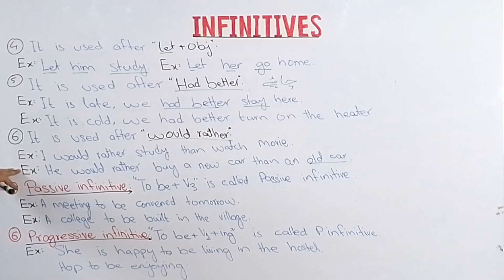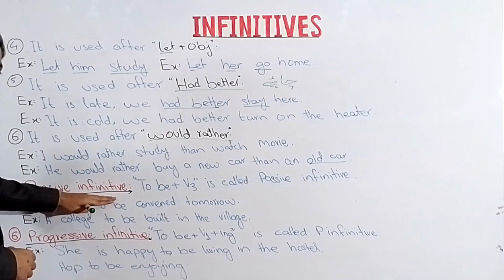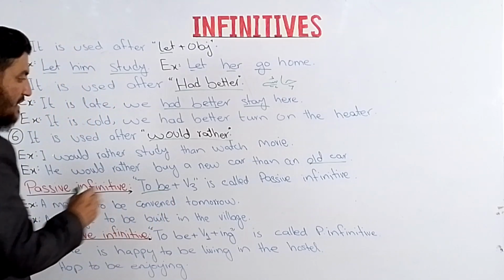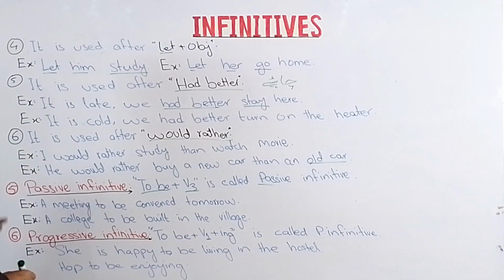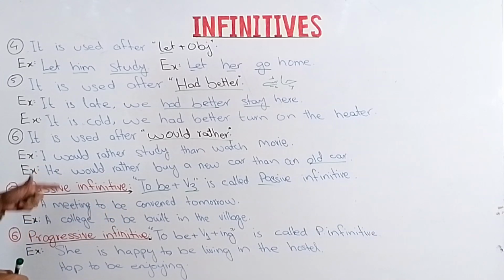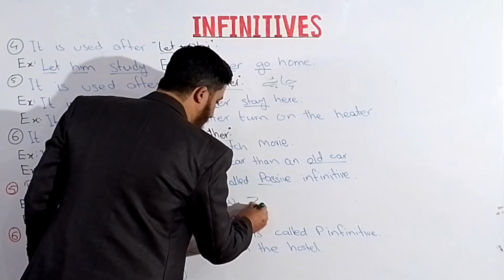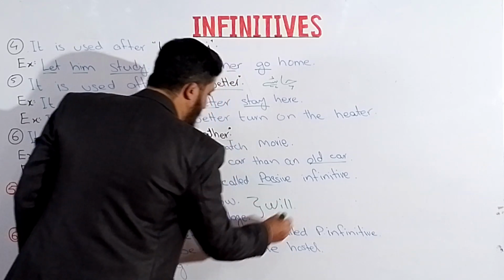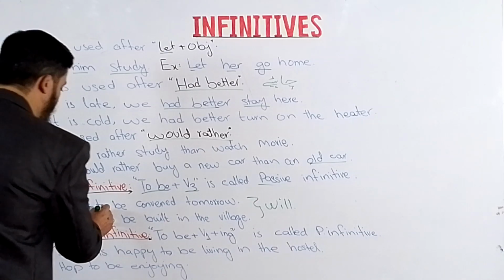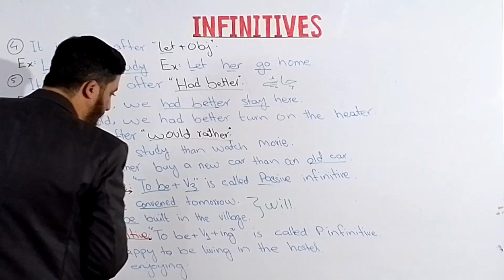Then comes the fifth type of the infinitive, called the passive or present passive infinitive. The action in it is of the present, but we use the third form of the verb. We have to remember this. Whenever we use to be plus the third form of the verb, it is called the passive infinitive. For example, a meeting to be convened tomorrow, or to be called tomorrow, and a college to be built in the village. In these sentences we are basically using to be in place of will. You can also say these as: a meeting will be convened, a college will be built. So whenever to be comes, the third form of the verb is used with it.